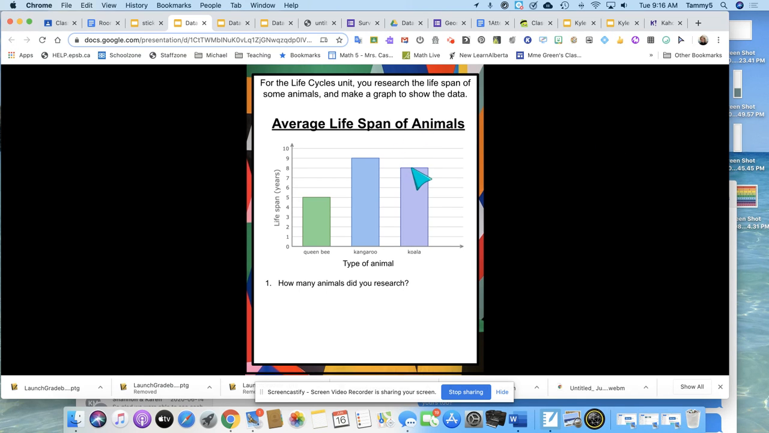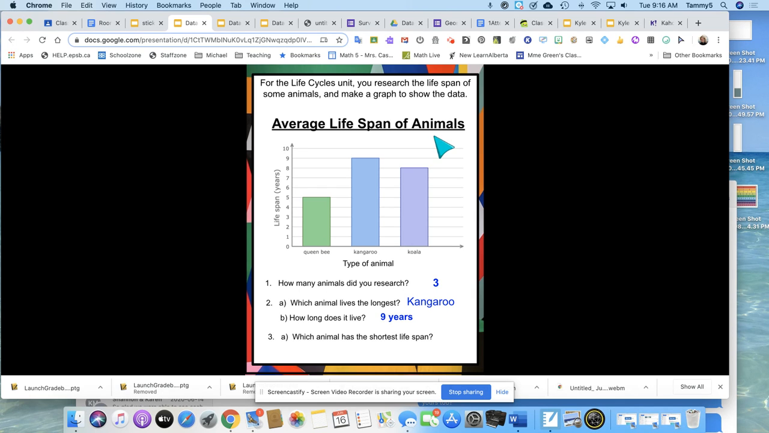So here you're looking at the bars to figure out how many animals you researched. So it's pretty easy to see because there's only 3 animals. You don't even really need to count them. You can just look at that visually and see that. Okay. Then it says which animal lives the longest, and it's very obvious that the kangaroo lives the longest at 9 years.